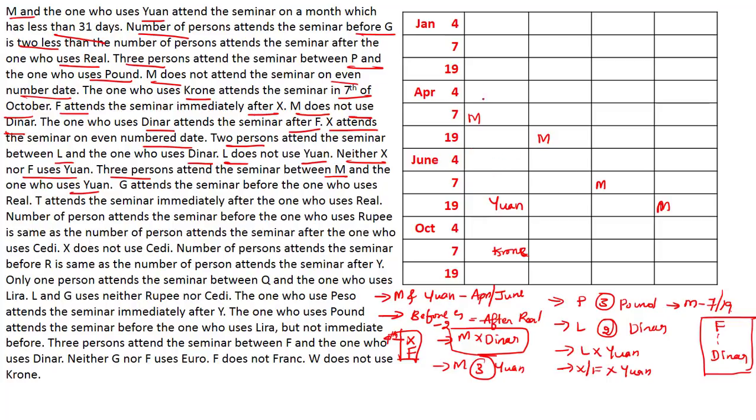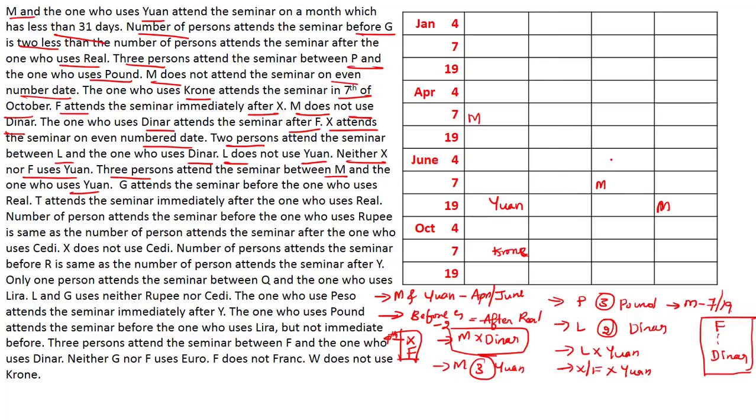Now M is here. We cannot go before 7th April. Why? Because of substituting yuan. If you go 1, 2, 3, yuan cannot be here, because yuan has to be in the month of April or June. In the same manner, M is here, 1, 2, 3, and yuan would be placed here. That is totally wrong, because then yuan is on October 4th, and the yuan person has to be placed in the month of April or June.